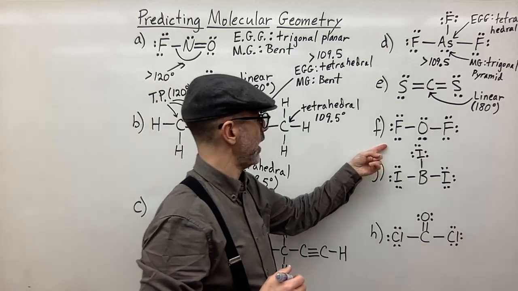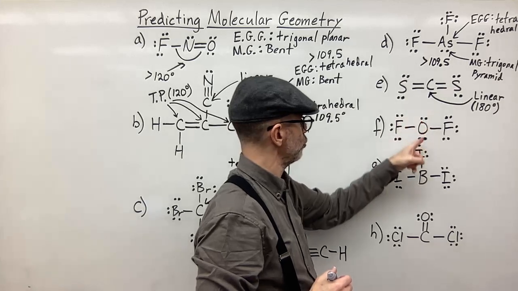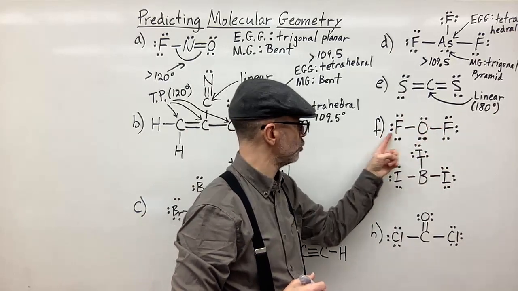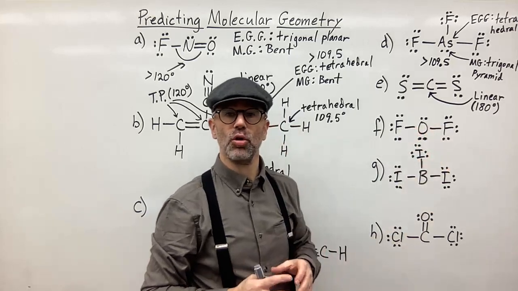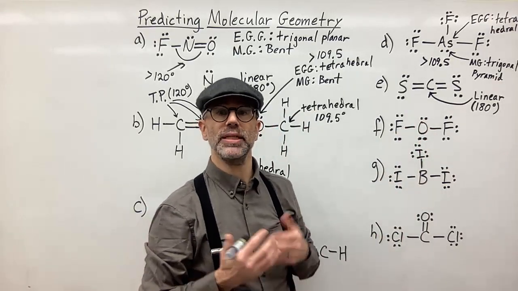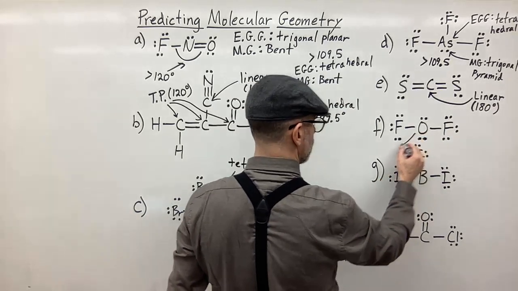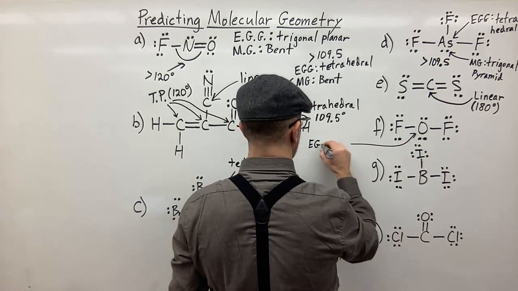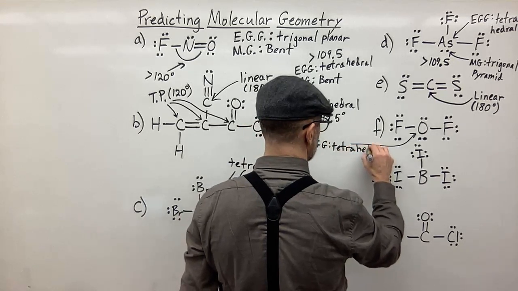Okay, so the next one, F. Here we have two single bonds, two lone pairs. So again, this molecule only has one central atom, the one with the two fluorines bonded to it. Since this has four total electron groups, two bonds, two lone pairs, then the electron group geometry will be tetrahedral. So in this case, the electron group geometry would be tetrahedral.